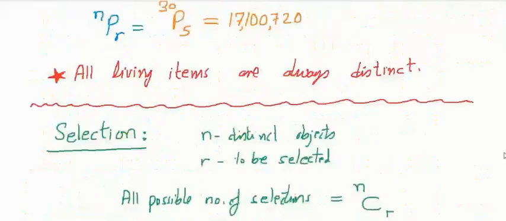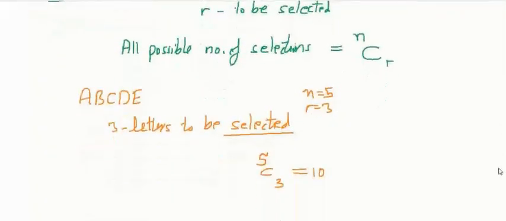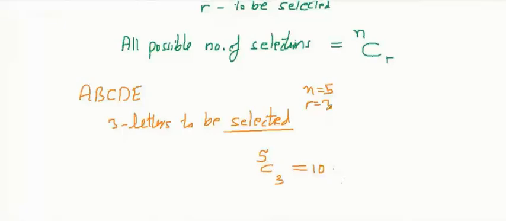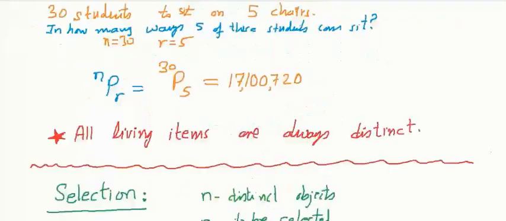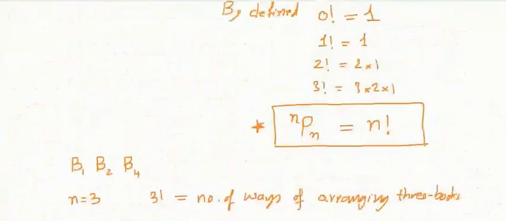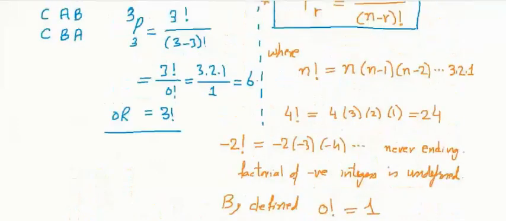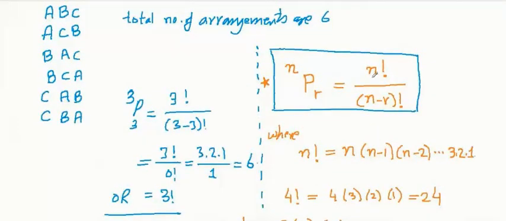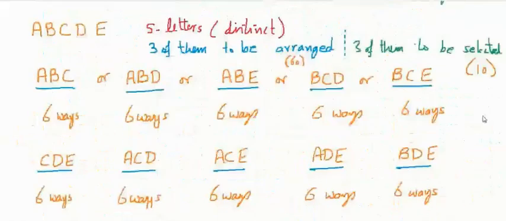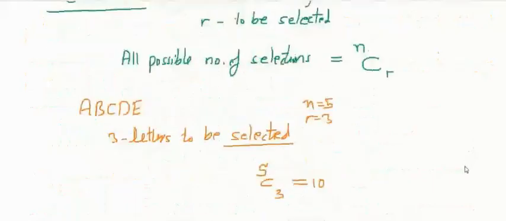Now I will tell you what NCR actually is. As I told you before, NPR in this lesson is n factorial over n minus r factorial. I will copy this down at the bottom and then compare it with NCR, so that you will understand the difference between NCR and NPR mathematically.